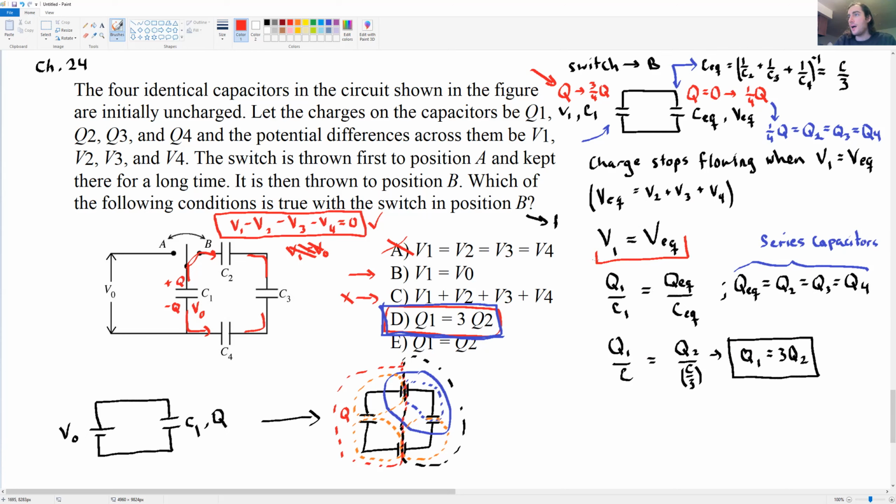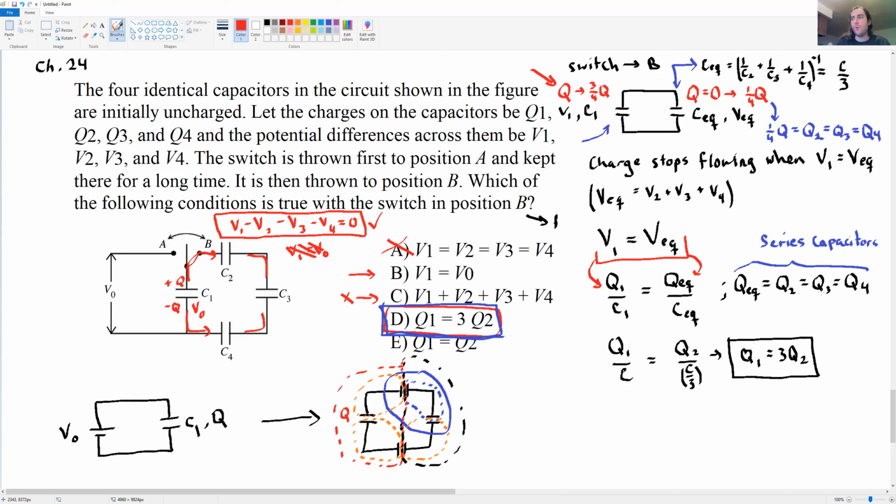Well, we have our capacitor equations here. For V1, that's going to be equal to Q1 over C1. And for VEQ, that's going to be equal to QEQ over CEQ. And what is CEQ? What is QEQ? What do I mean by that? It's the same as Q2 and Q3 and Q4, because capacitors in series, again, share the same charge. They all have the same charge.